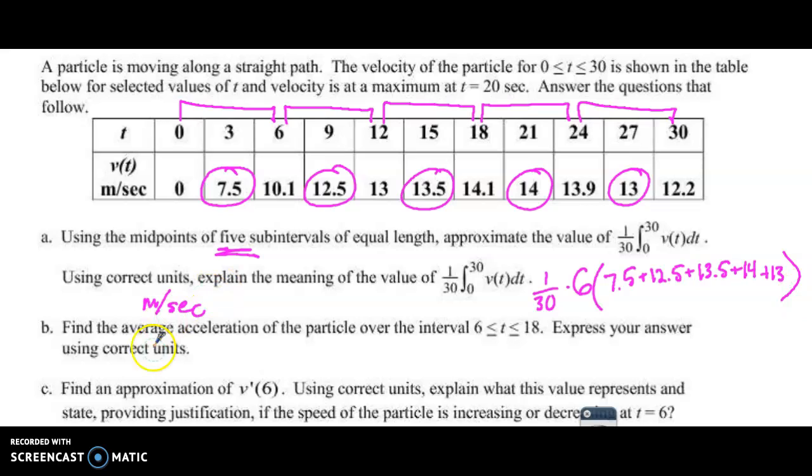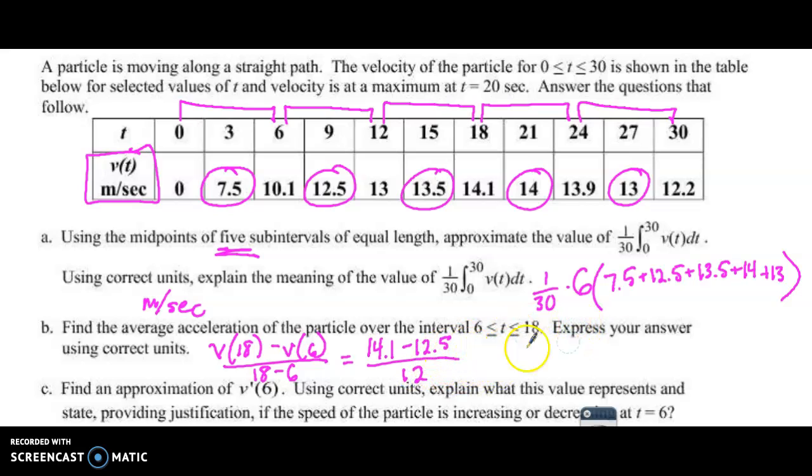So the average acceleration, because we're given the clues with velocity, would be v of 18 minus v of 6 over 18 minus 6. So we can figure that out. 14.1 minus 12.5 over 12, with a calculator or without a calculator. And the correct unit for average acceleration would be meters, so I don't know the answer, per second squared.